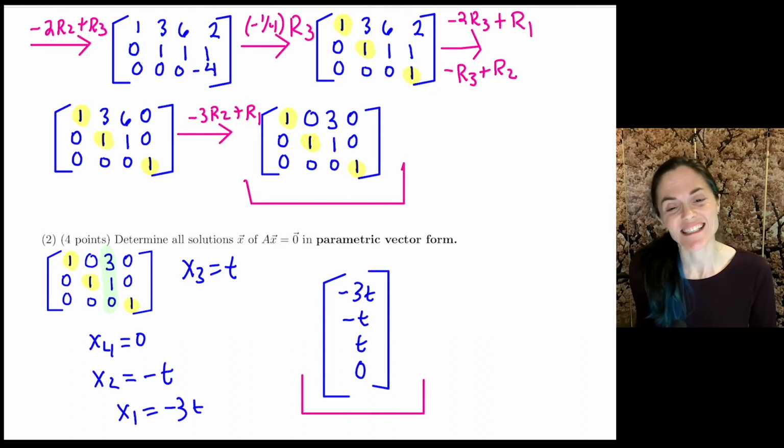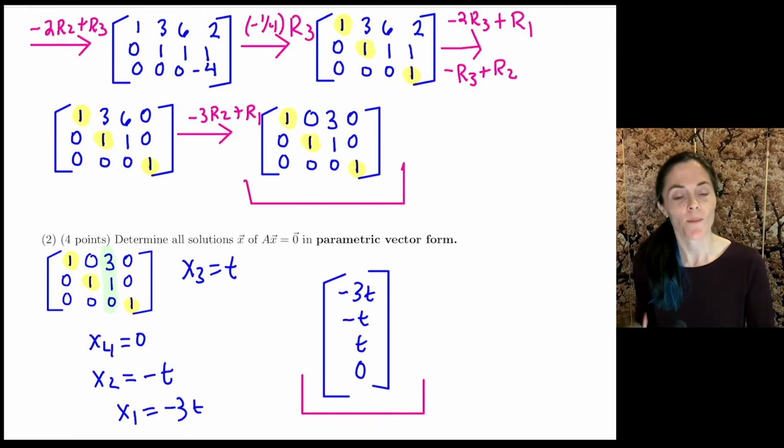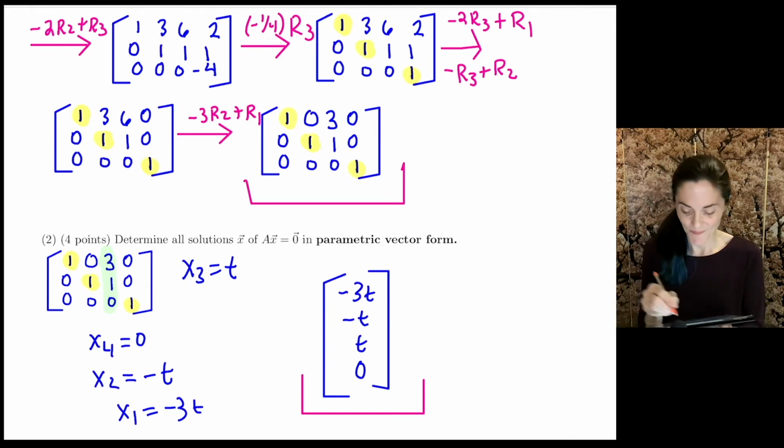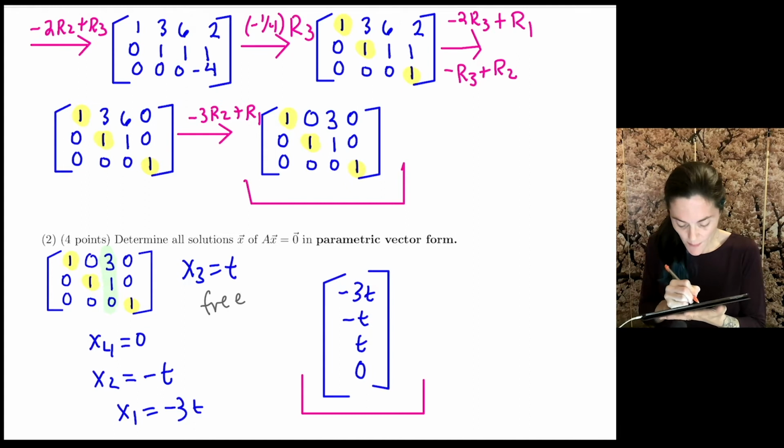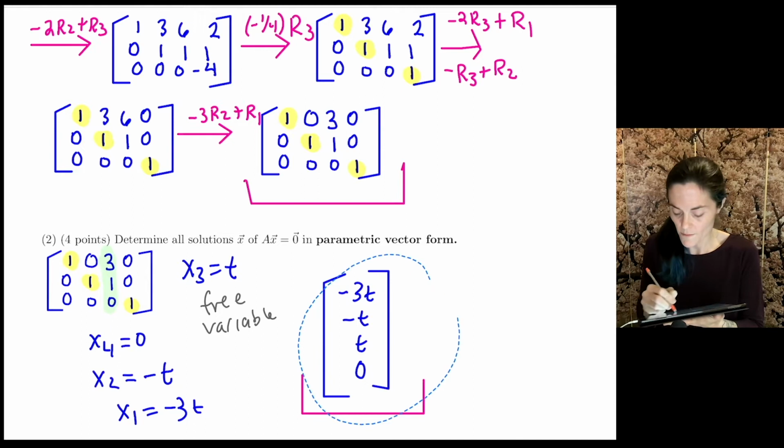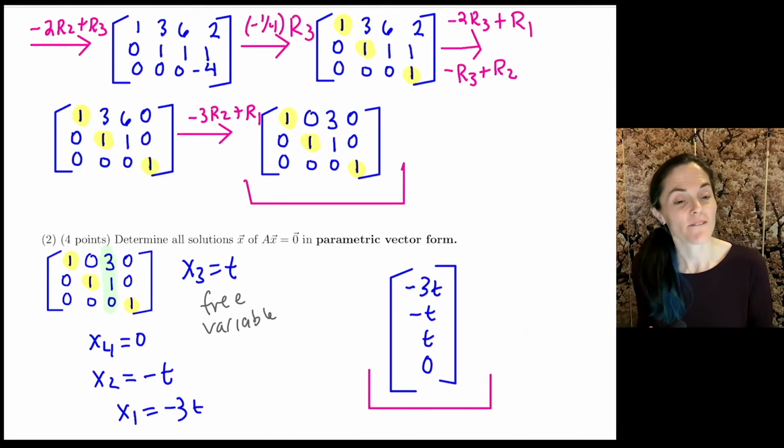All solutions to AX equals 0 have this form. We have one free variable. And maybe I will label this as such. x3 equals t is our free variable. This is my final answer on number 2.